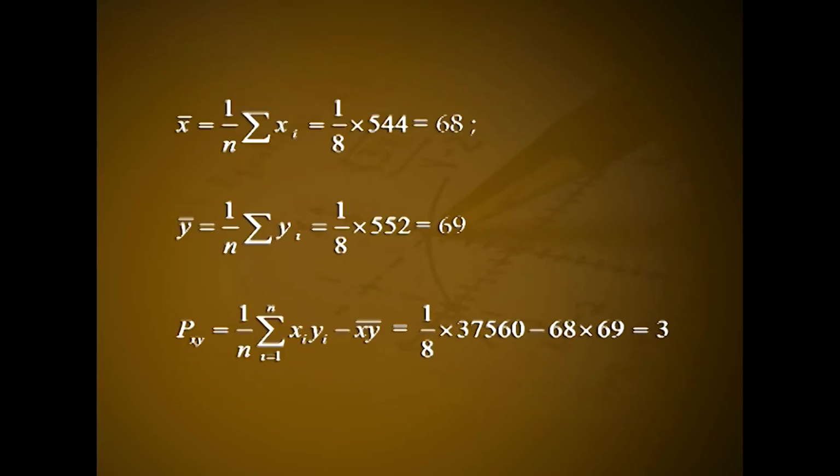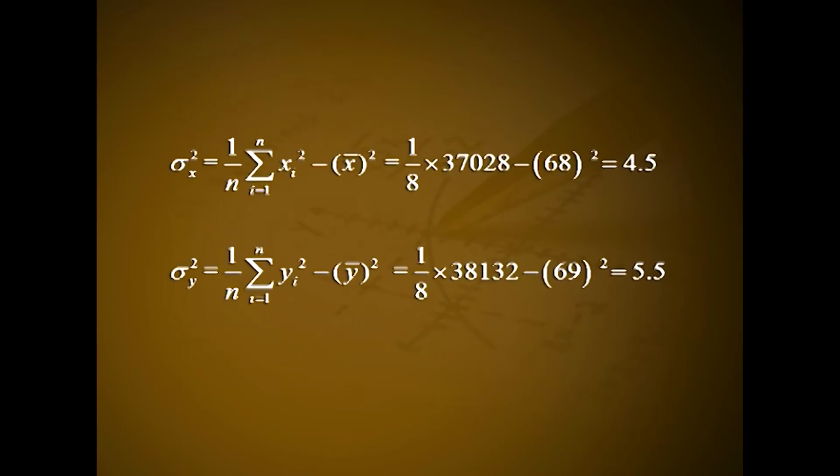37,560. Therefore, x bar equal to 1 by n sigma xi, that is equal to 1 by 8 into 544, that is equal to 68. Y bar equal to 1 by n sigma yi, that is equal to 1 by 8 into 552, that is equal to 69. Pxy equal to 1 by n summation i from 1 to n xiyi minus x bar y bar, that is equal to 1 by 8 into 37,560 minus 68 into 69, that is equal to 3.